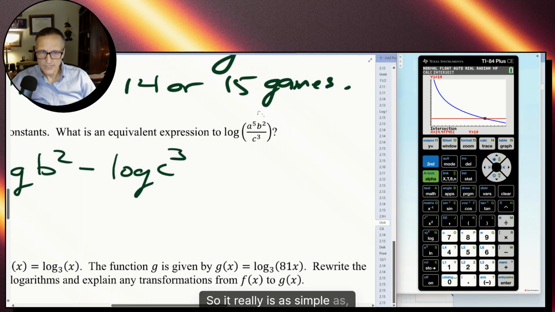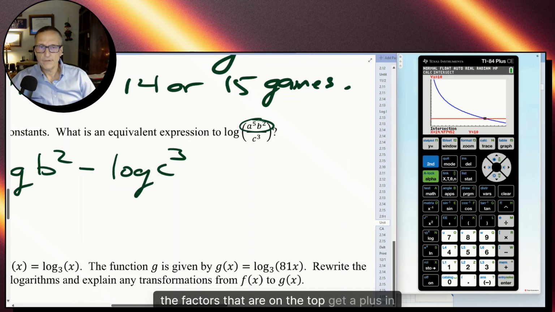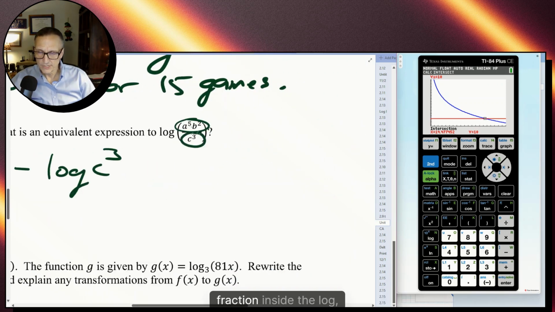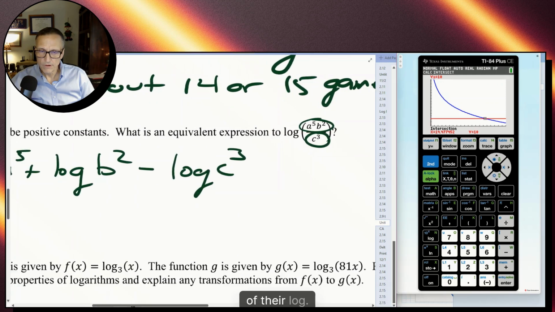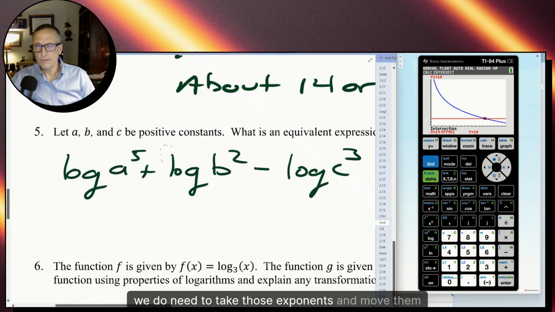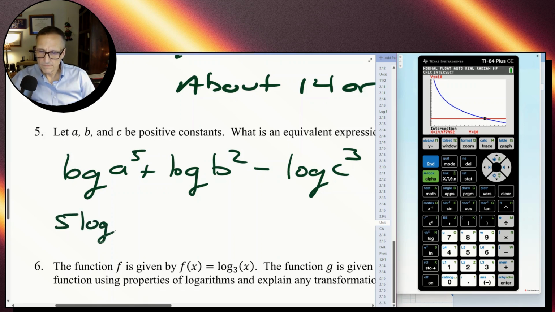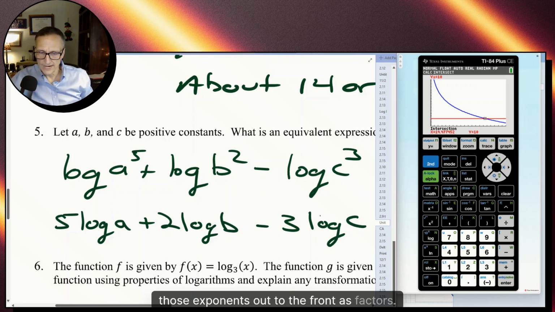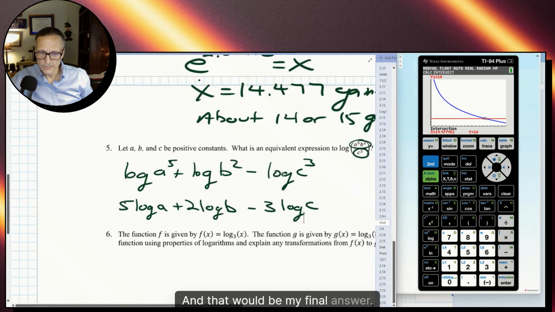So it really is as simple as, in this case, the factors that are on the top get a plus in front of their logarithm, and those factors that are in the bottom of your fraction inside the log are going to be preceded by a minus in front of their log. But for complete expansion, we do need to take those exponents and move them to the front. So the final answer is going to look like this, where I use the power rule of logarithms and move those exponents out to the front as factors. And that would be my final answer.